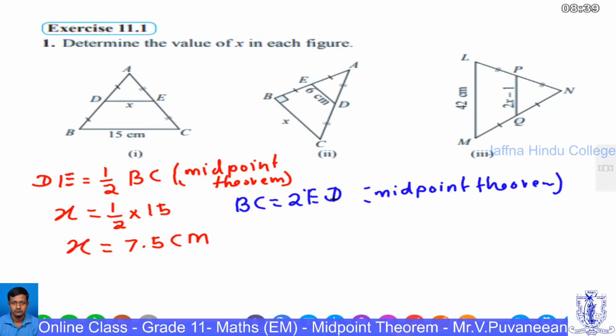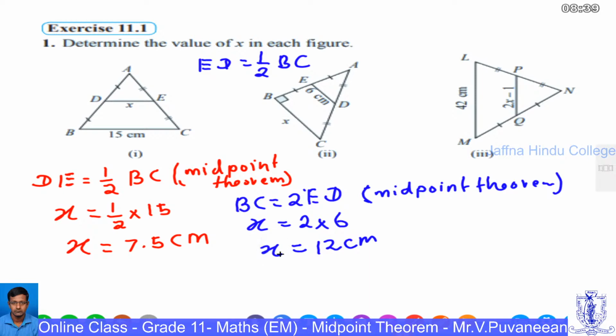We can write ED equals half BC, or otherwise we can write BC equals 2 ED. Both are the same, no? So BC equals X and ED is given as 6 centimeters. 2 into 6, 12 centimeters. X is equal to 12 centimeters.